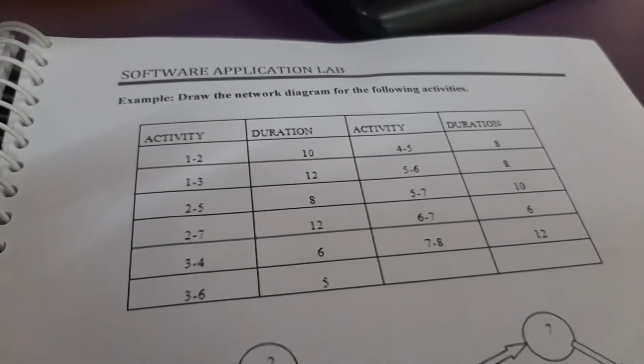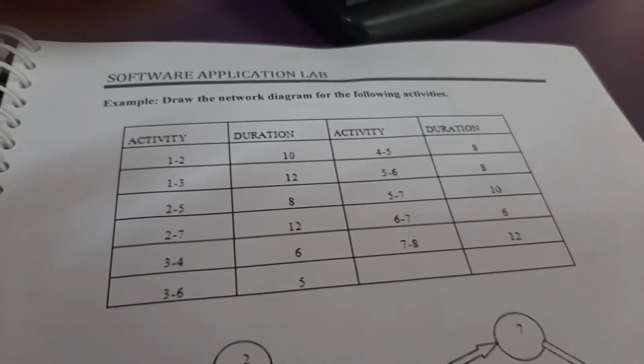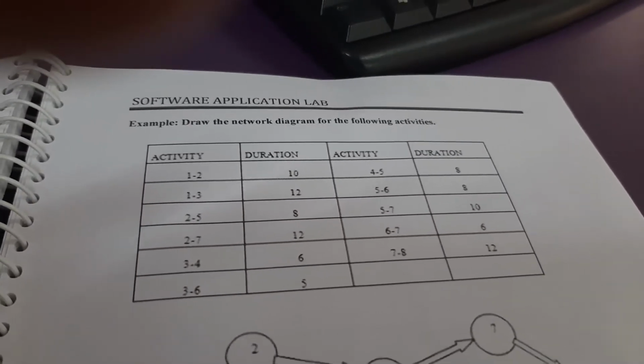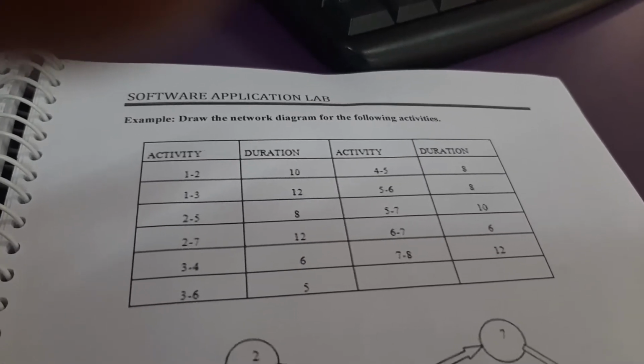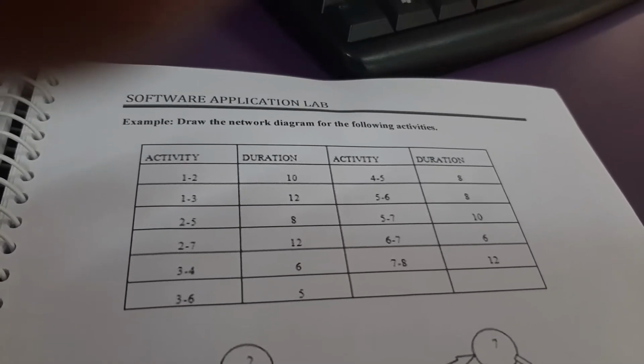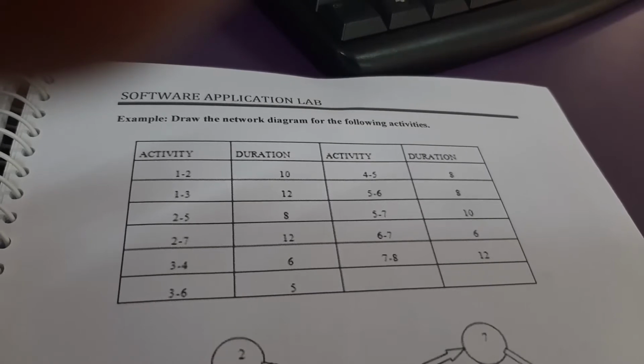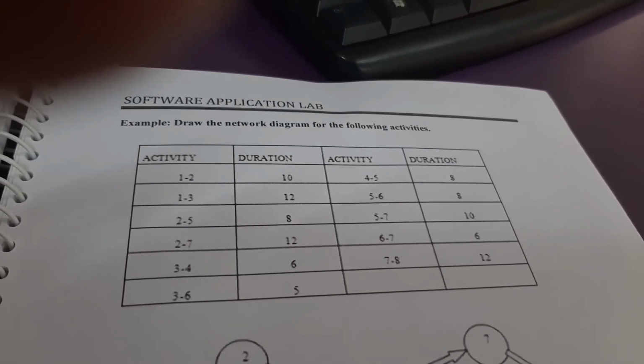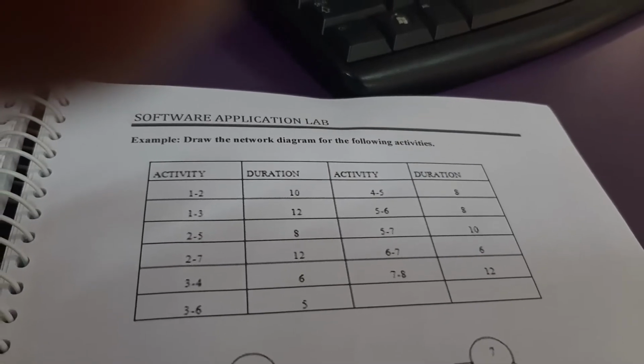Okay, this problem I'll be doing. So activity, duration, everything is there. Activity 1 to 2, 1 to 3, 2 to 5, 2 to 7, 3 to 4, 3 to 6, and 4 to 5, 5 to 6, 5 to 7, 6 to 7, 7 to 8. And the duration is 10, 12, 8, 12, 6, 5, 8, 8, 10, 6, 12.